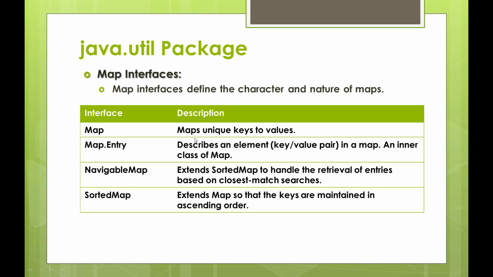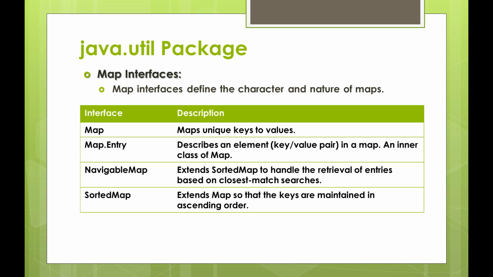Each object in your map is an object of type Map.Entry, which is a member of the Map interface itself. This Map.Entry represents one particular key-value pair within your map object.